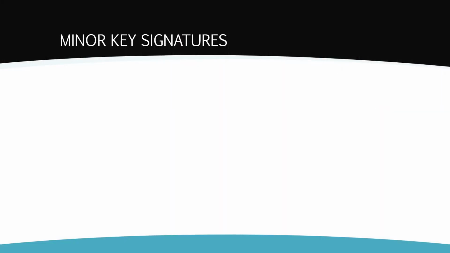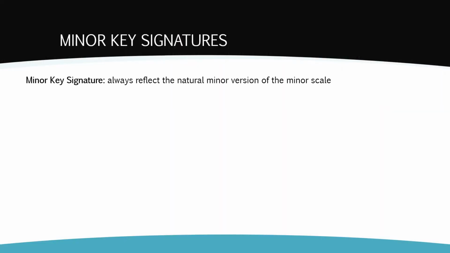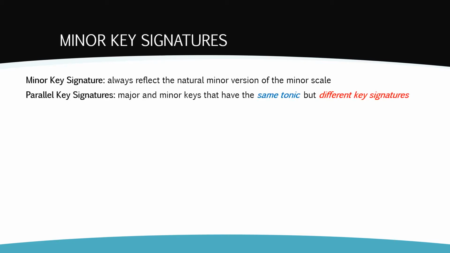Minor key signatures always reflect the natural minor version of the scale. We talk about how major and minor scales relate to one another in two different ways. Parallel key signatures are major and minor keys that have the same tonic but different key signatures.